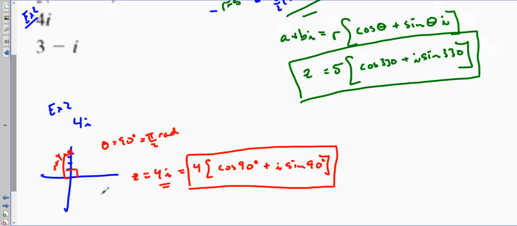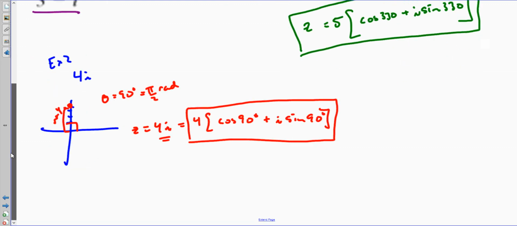All right, well, we'll go one more while we've got you here. I'm going to go to example number 3. Example number 3, we're going to take this one. I'm going to go down a little bit more. All right, so 3 minus i. Okay, so example number 3 is 3 minus i.